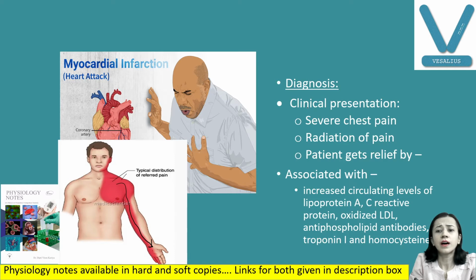In acute myocardial infarction, there is increased circulating level of lipoprotein, ultrasensitive C-reactive protein, oxidized LDL, antiphospholipid antibodies, troponin I, and homocysteine.